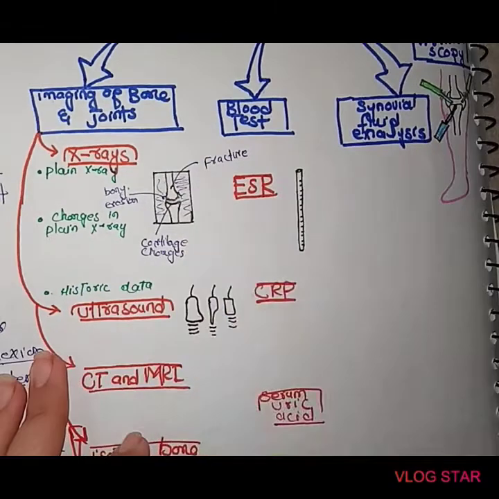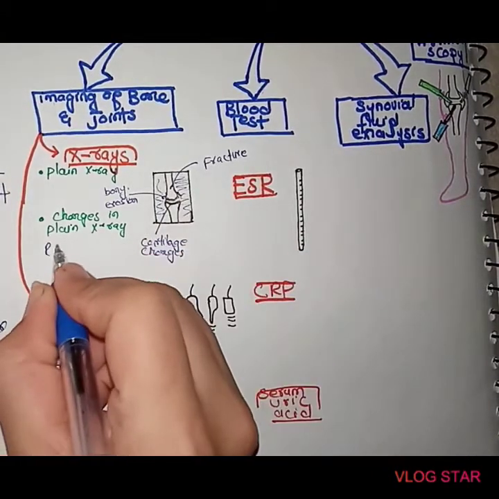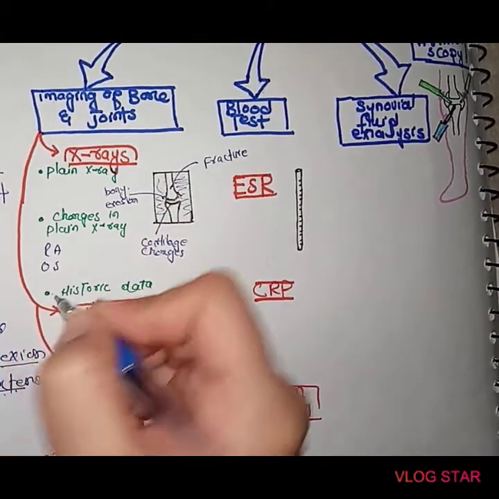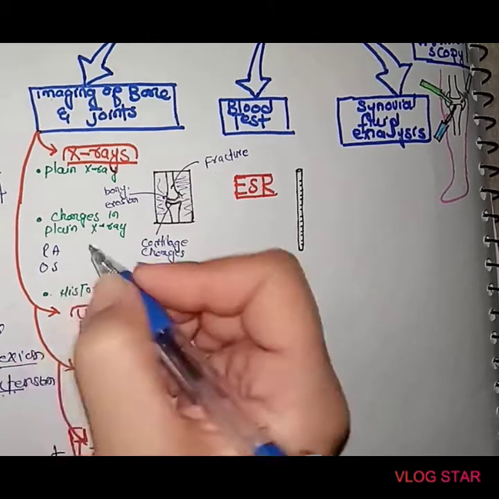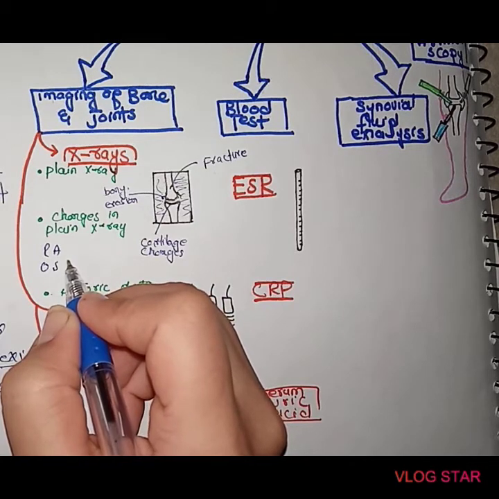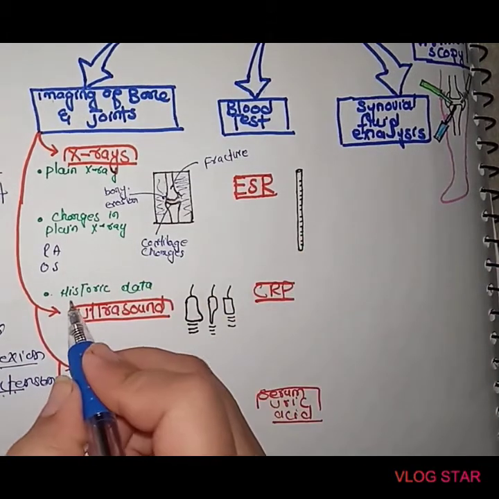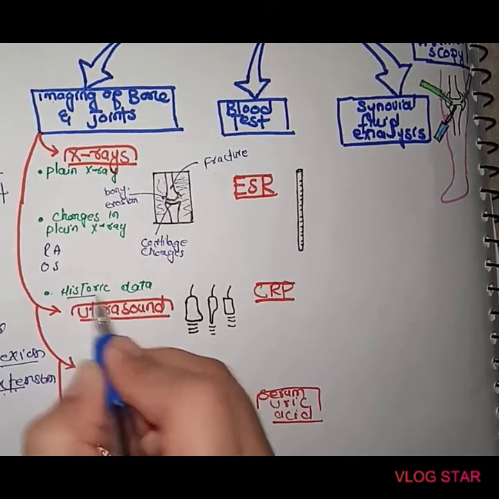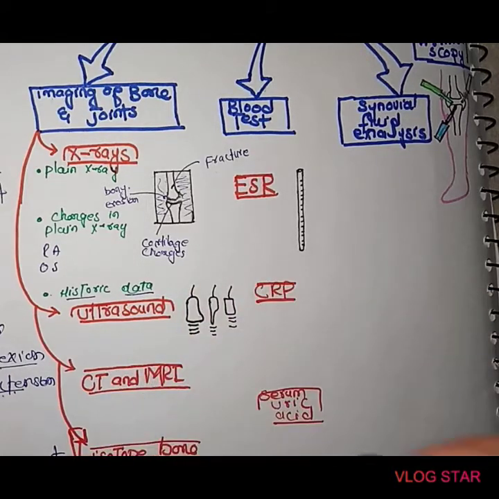The changes you can see on the plain x-ray in different diseases, such as rheumatoid arthritis and osteoarthritis. In osteoarthritis, you can see the osteophyte formation through plain x-ray. In rheumatoid arthritis, you can see the bony erosion or the synovial fluid or inflammation. And x-ray also gives historic data because these changes take time to develop.